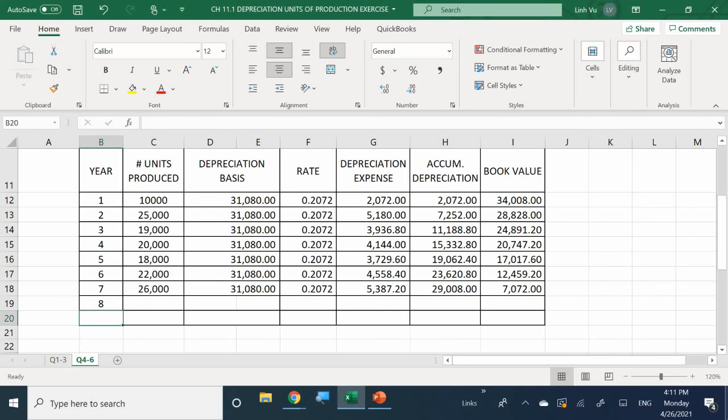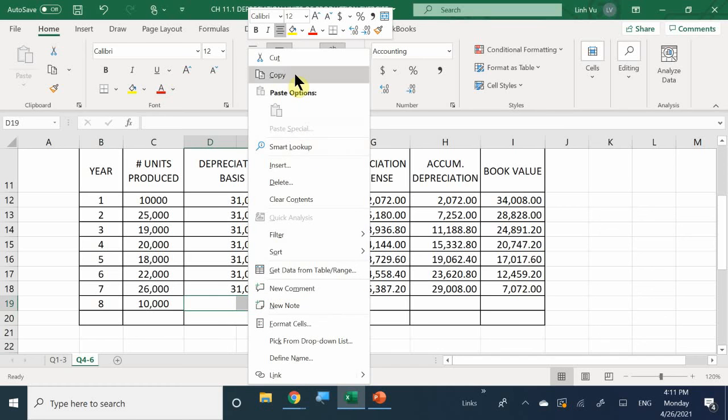Year 8. How much more can we depreciate it to get to our end goal? How much more do we need to drive this machine for? 10,000 miles. Exactly 10,000 miles. So if I were to just say I drove 10,000 miles, what's my depreciation expense for that 10,000 extra miles?